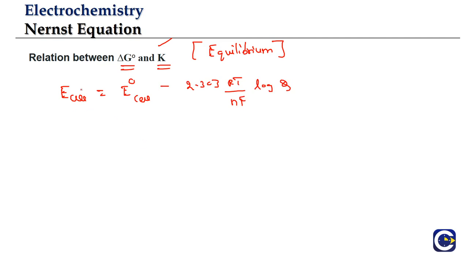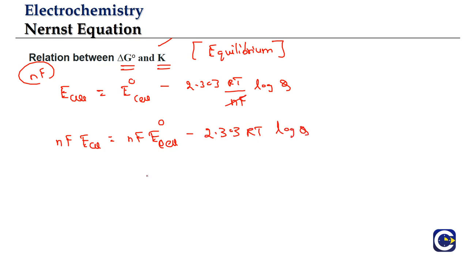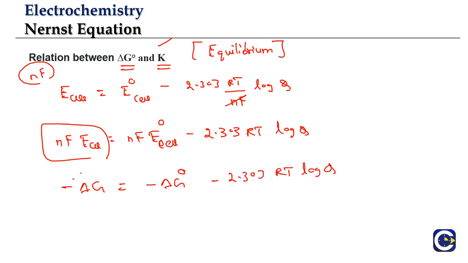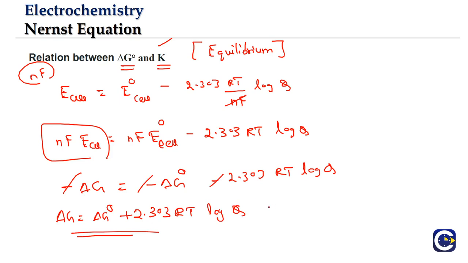If you multiply both sides by n into F, we'll have nF into E cell equal to nF into E naught cell minus 2.303 RT log Q. So this is minus del G equal to minus del G naught minus 2.303 RT log Q. By cancelling the minus on either side, del G is equal to del G naught plus 2.303 RT log Q. So this is the relation between del G naught and the reaction quotient.